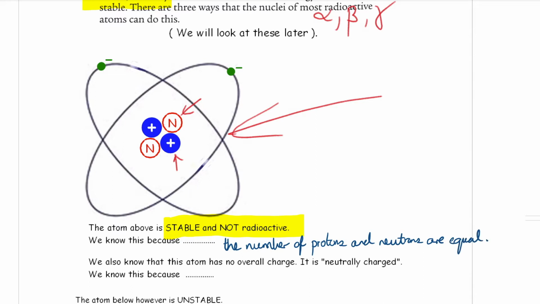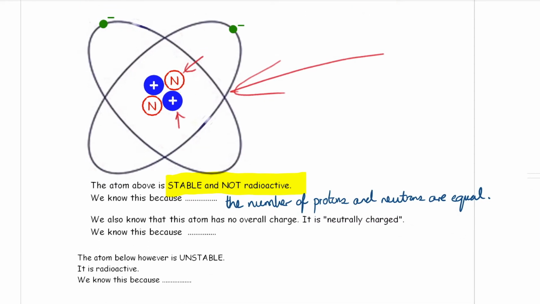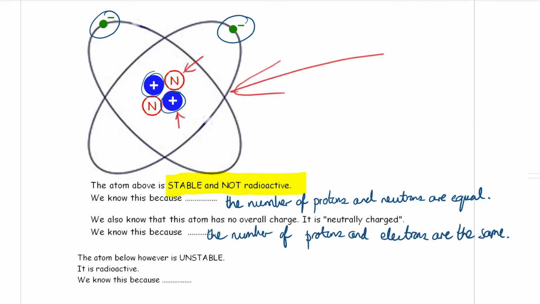We also know that this atom has no overall charge. It's neutrally charged because we've got the same number of electrons as protons and they cancel each other out. Okay, so the number of protons and electrons are the same.